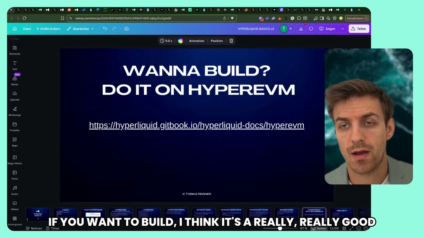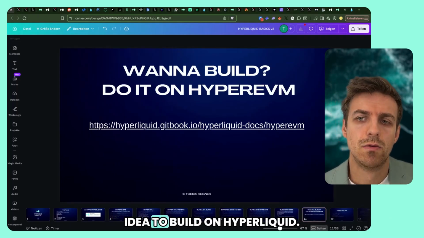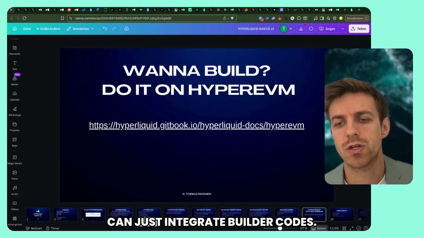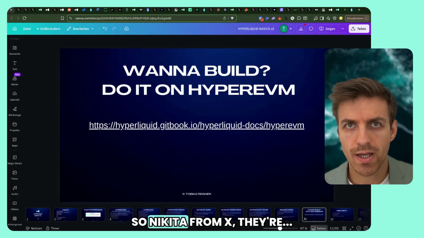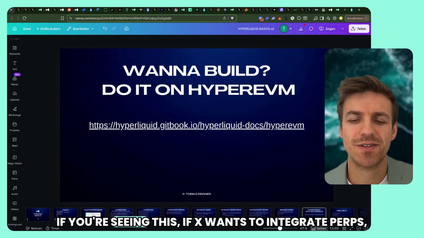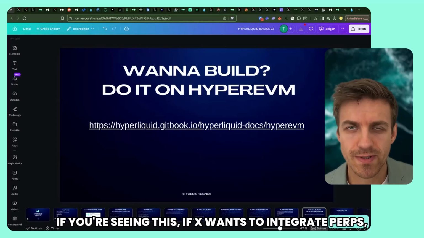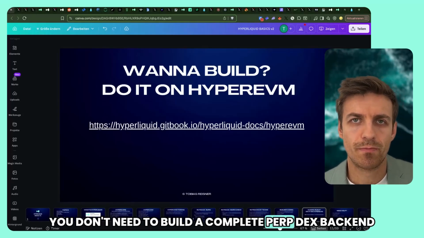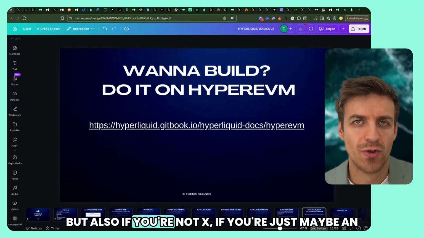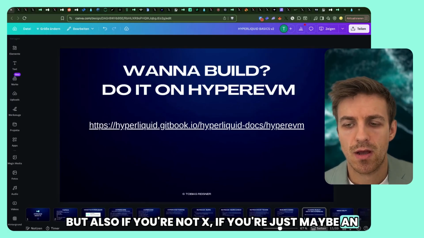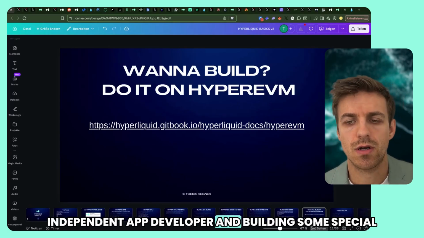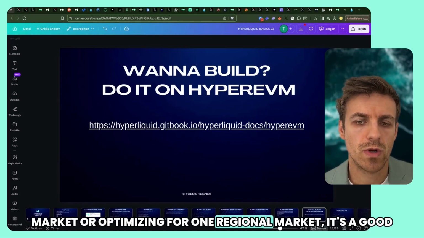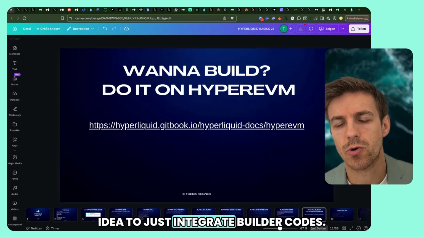If you want to build, I think it's a really, really good idea to build on Hyperliquid. If you already have an app with distribution, you can just integrate builder codes. So Nikita from X, if you're seeing this, if X wants to integrate perps, it's a good idea to just use builder codes. You don't need to build a complete perp backend yourself. But also if you're not X, if you're maybe an independent app developer building some special market or optimizing for one regional market, it's a good idea to just integrate builder codes.